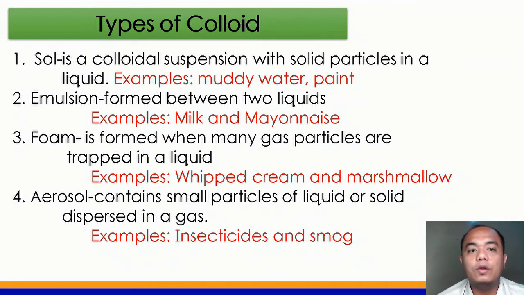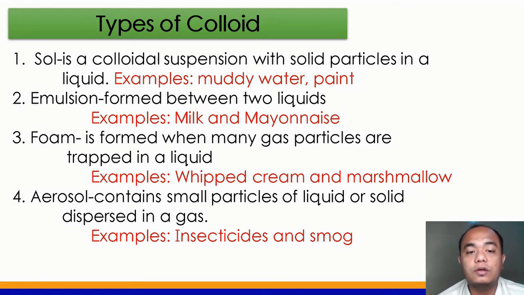So what are the types of colloid? We have sol, a colloidal suspension with solid particles in liquid. Example, muddy water and paint. Emulsion, formed between two liquids. Example, milk and mayonnaise. Foam is formed when many gas particles are trapped in a liquid. Examples, whipped cream and marshmallow.